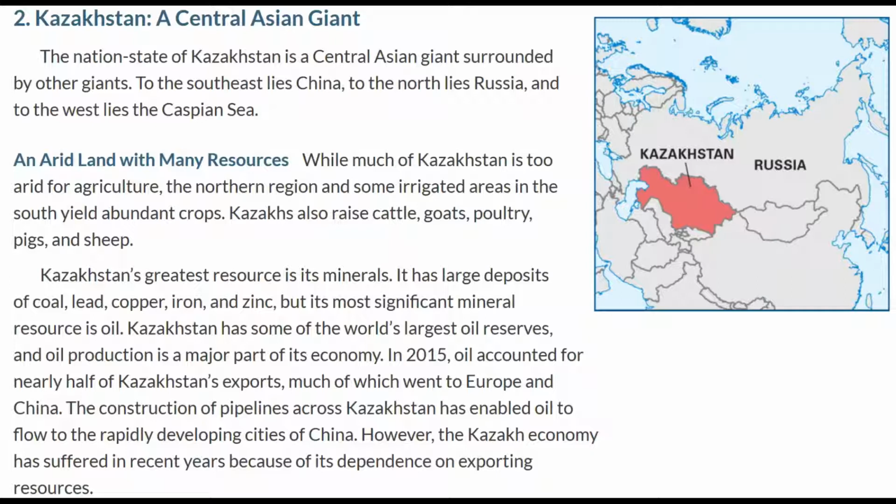Kazakhstan's greatest resource is its minerals. It has large deposits of coal, lead, copper, iron, and zinc, but its most significant mineral resource is oil. Kazakhstan has some of the world's largest oil reserves, and oil production is a major part of its economy. In 2015, oil accounted for nearly half of Kazakhstan's exports, much of which went to Europe and China. The construction of pipelines across Kazakhstan has enabled oil to flow to the rapidly developing cities of China. However, the Kazakh economy has suffered in recent years because of its dependence on exporting resources.